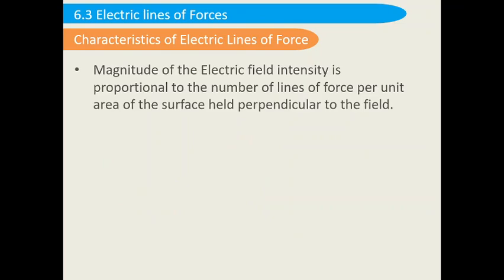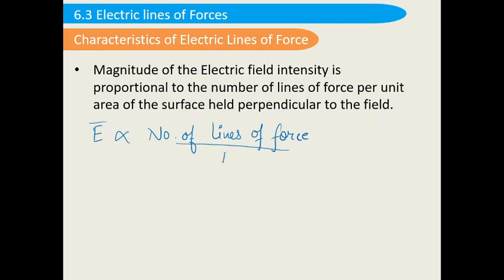Okay, so moving to the next characteristic: magnitude of electric intensity is proportional to the number of lines of force per unit area of the surface held perpendicular to the field. So electric field is proportional to the number of lines of force per unit area. Number of lines of force per unit area means what? Indirectly it is talking about density.